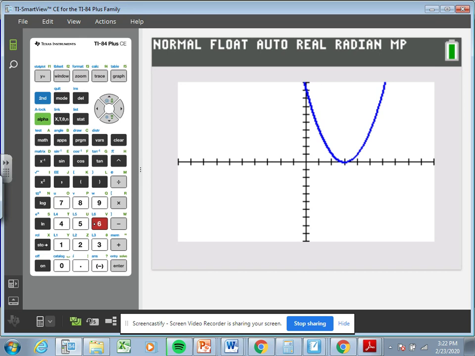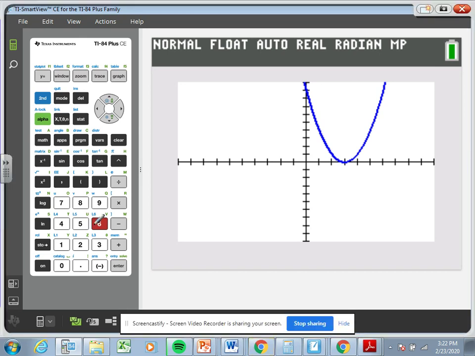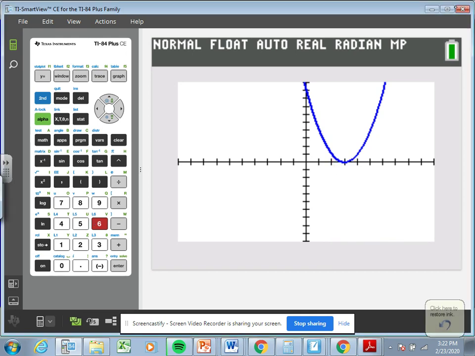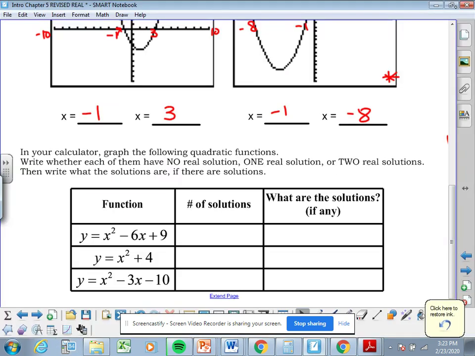Okay. So if I'm looking at this, I have one solution. And it is at 1, 2, 3. So it's at positive 3. It actually equals 3. Okay, so it has two solutions. No, just kidding, one solution. And it is at x equals 3.